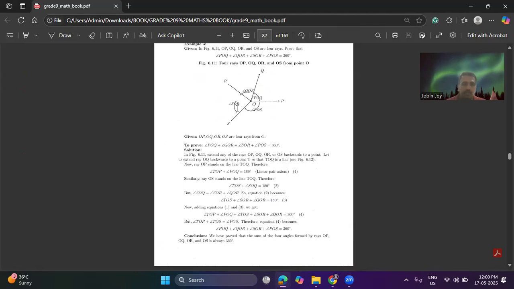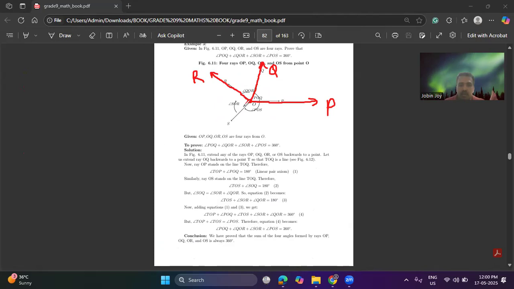So another example is we have 4 rays. This is our vertex, and we have 4 rays. One is OP, then this is OQ, this is OR, and this is OS. Yes, we have 4 rays.